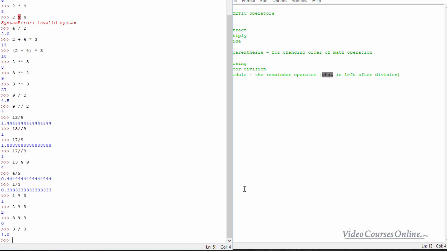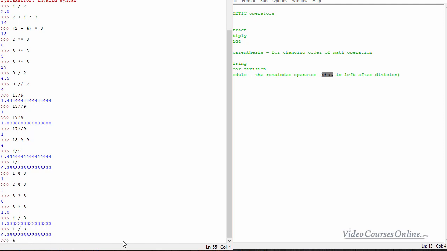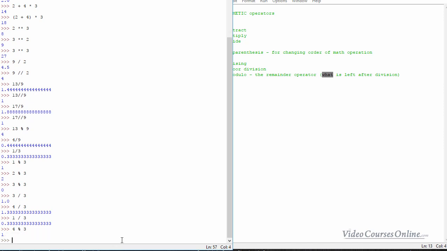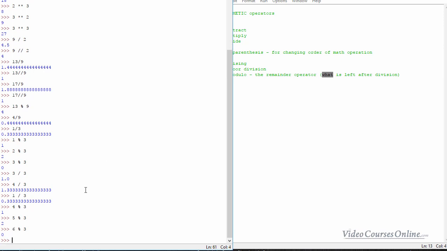But when we do something like 4 divided by 3, we have still got a remainder here. And we only look at this remainder. This remainder is really what? 1 divided by 3, right? So 4 modulo 3 is really 1, because it is what was left here, right? 1 was the counter of the denominator. 5 modulo 3 is really 2. 6 modulo 3 is 0, and so on.